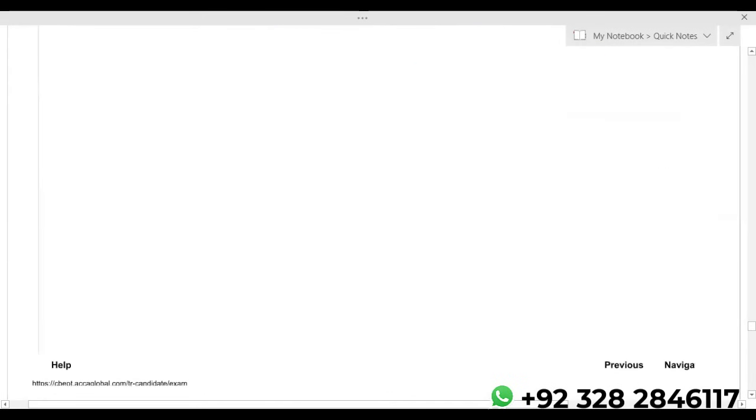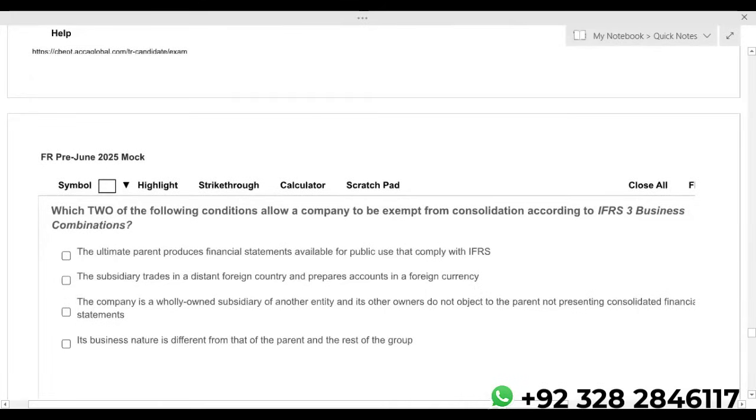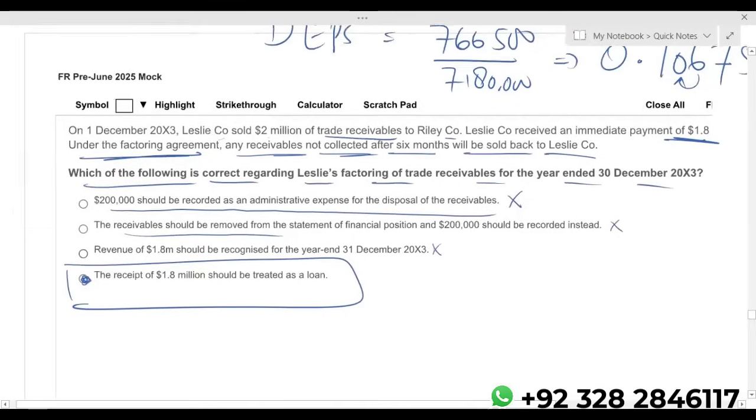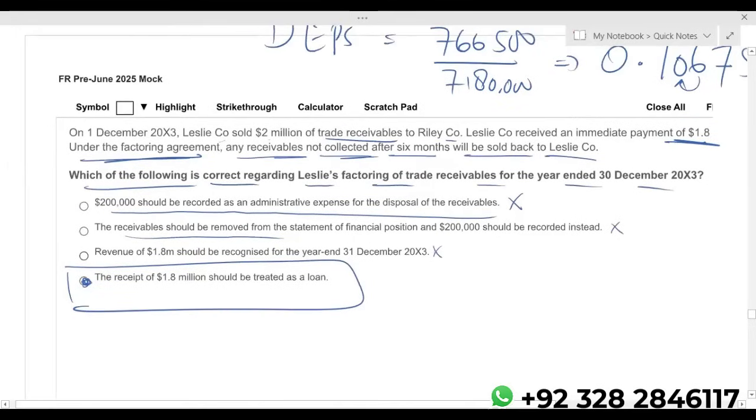I hope it is clear to everyone. Yes or no? Logically, the risks and rewards of your debts are not transferred. Since the risks and rewards are not transferred, whatever amount I have received is a loan for me. Any issue? Is this clear? Tell me, students, so that we can go ahead. Please reply.